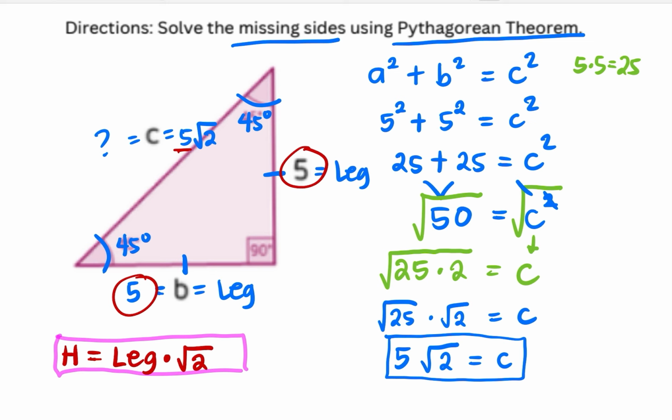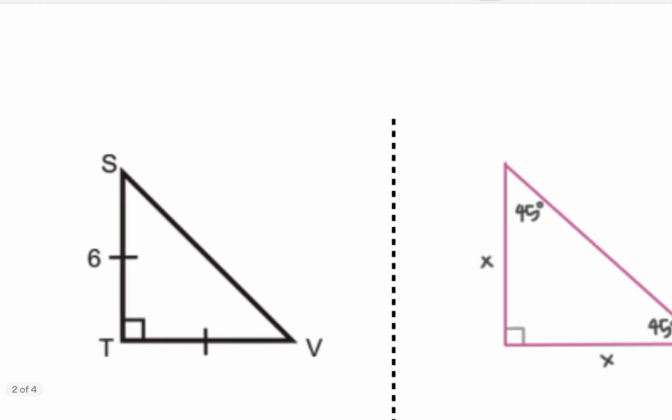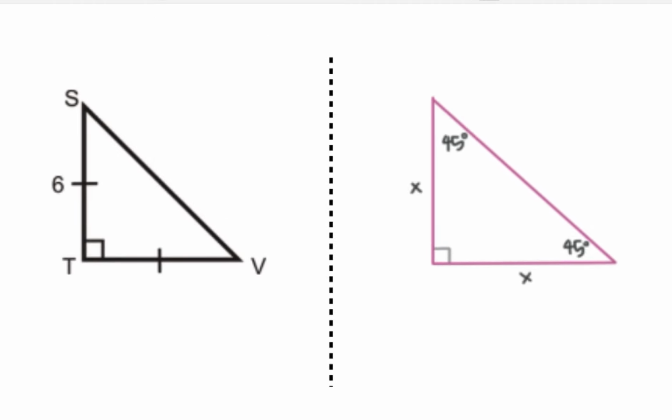Let's use this information to answer these two triangles right here. Using the information we just talked about, we've got here this tick mark, which means that these two sides are equal. So therefore, this side is going to be 6. That makes this triangle a 45-45-90 degree right triangle. And so the hypotenuse is going to be the leg, which is 6, times square root of 2.